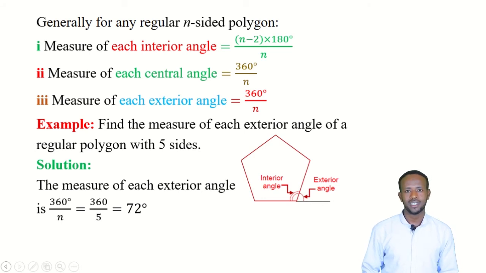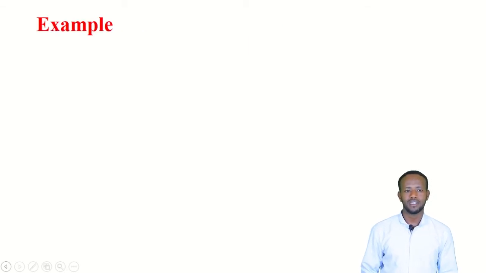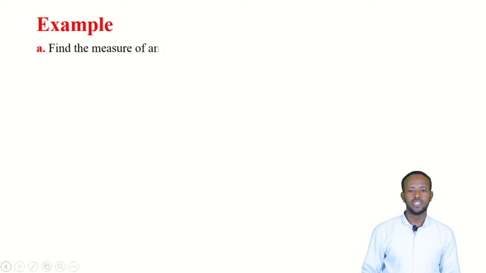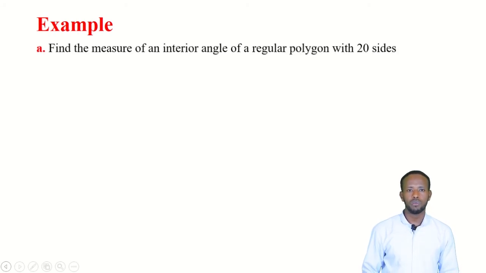How is it? Isn't it clear? Okay, now let us see another example. Find the measure of an interior angle of a regular polygon with 20 sides.